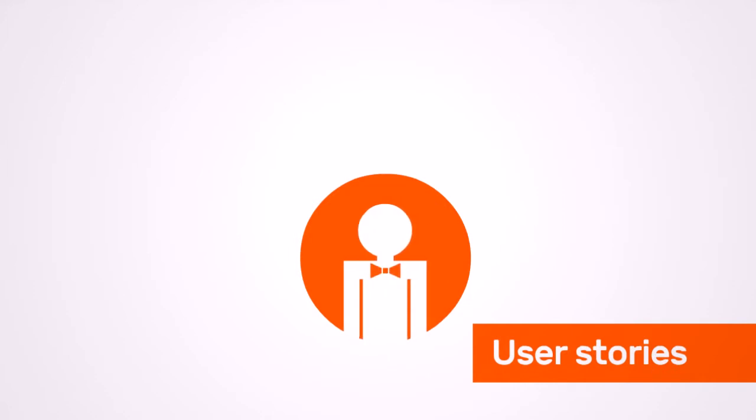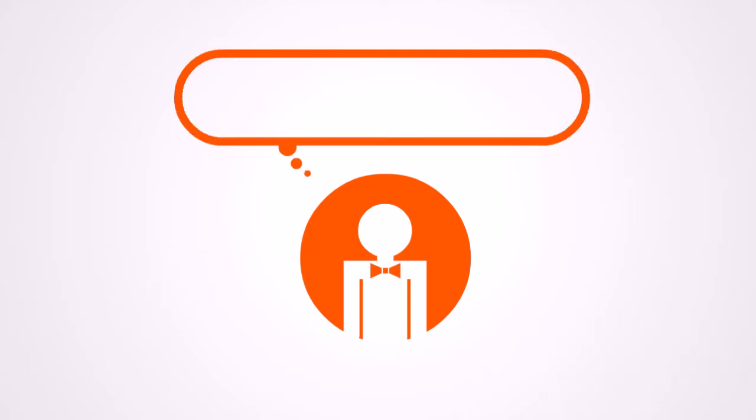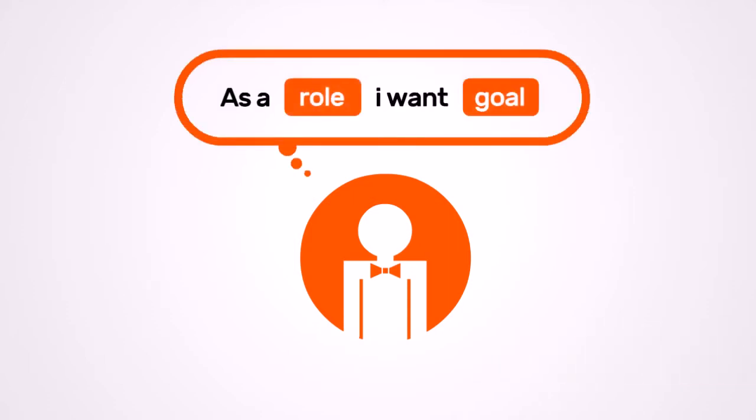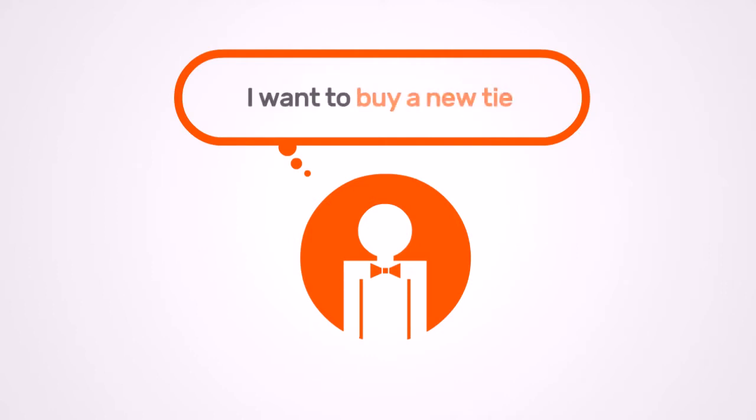The first one is the user story. A user story explains a piece of functionality in a form of a sentence: As a role, I want goal. Example: as a user, I want to buy a new tie.